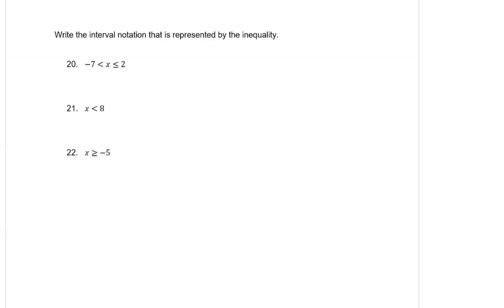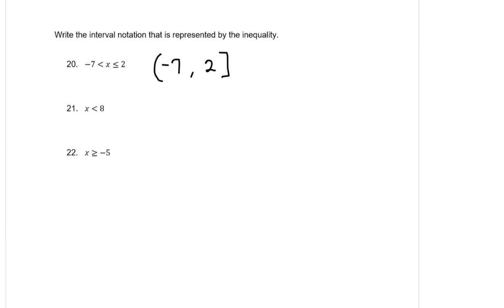And on the last set of problems, my directions say to write the interval notation that is represented by the inequality. On problem 20, I have x in between -7 and 2. So there's a lower bound and an upper bound. So I have -7 as my lower bound here, and my upper bound is 2. There's going to be a parentheses at -7 and a bracket at 2.